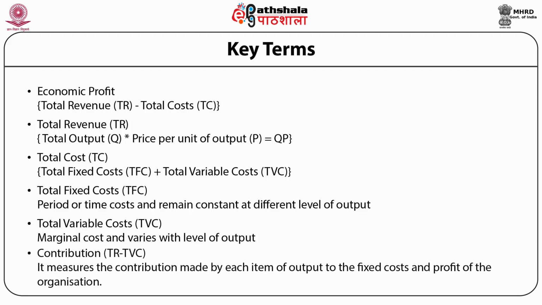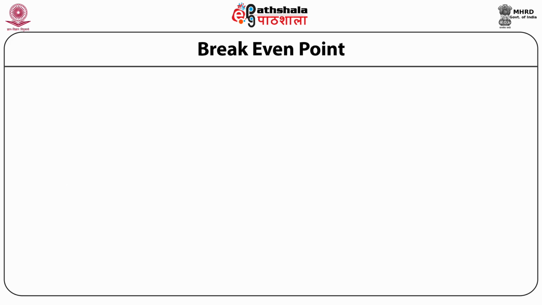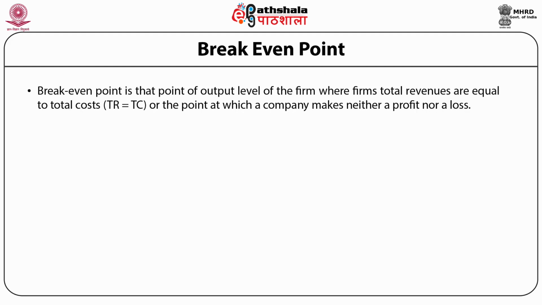And the contribution is the difference between total revenue and the total variable cost. It measures the contribution made by each item of output to fixed cost and profit of the organization. Now we will discuss the term break-even point. Break-even point is that point of output level of the firm where the firm's total revenues are equal to total cost.